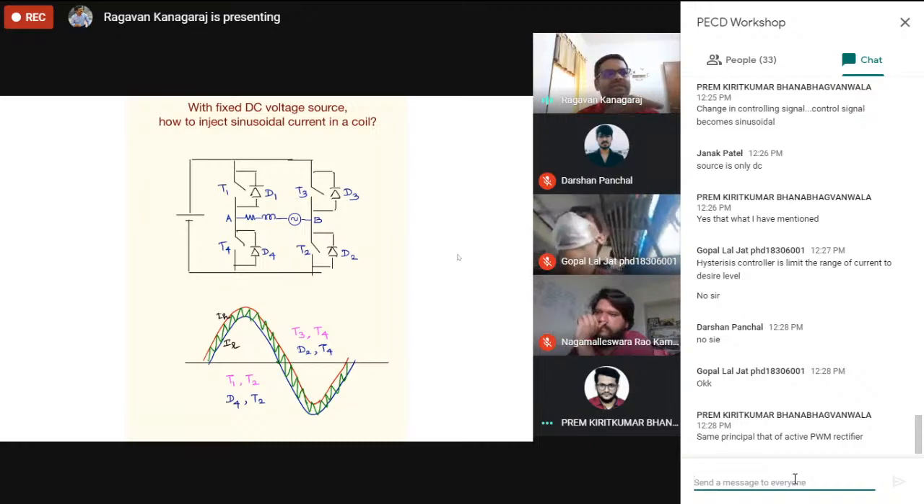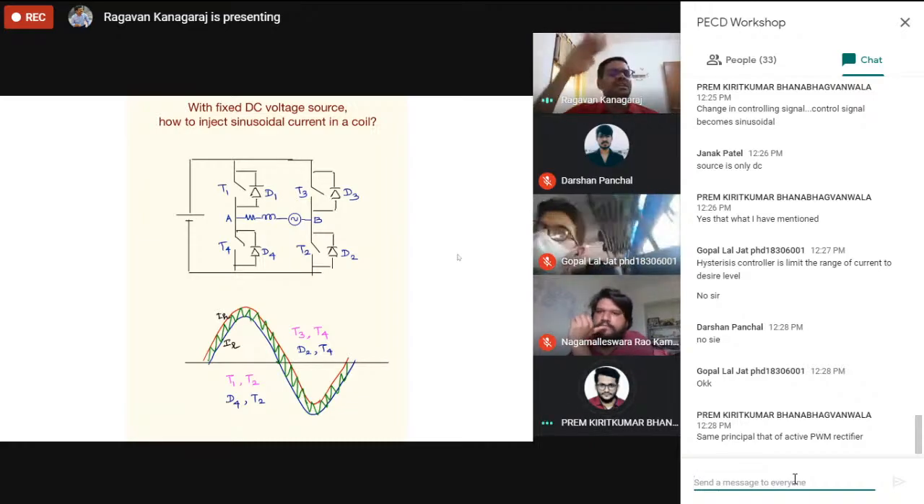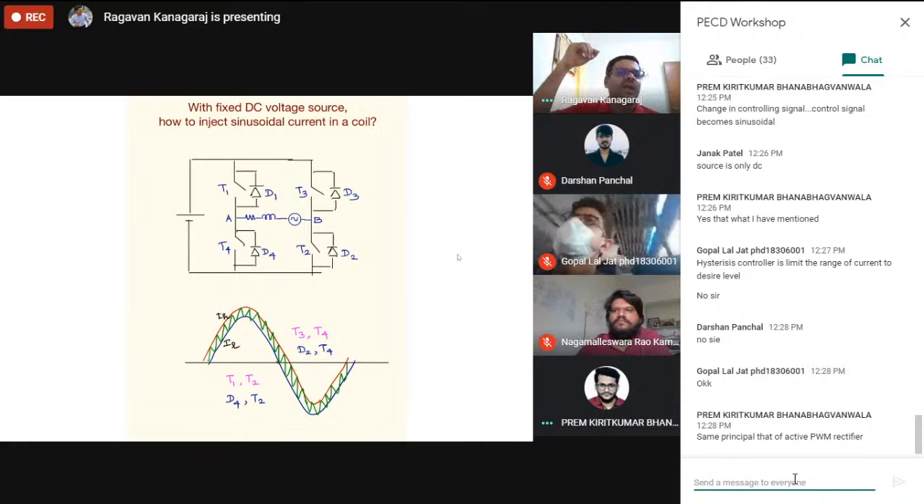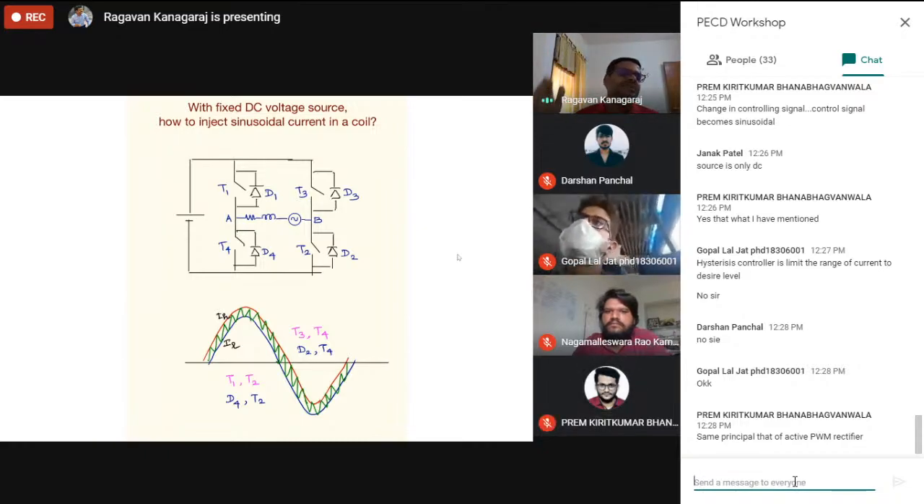in the previous case, I will keep the reference current constant. Whereas in this case, once the current is varying around 2 ampere, now I will make it 4 ampere. Once the current is varying around 4 ampere, then I will make it 6 ampere. Once it is varying around 6 ampere, then I will make it 8 ampere. Then once again, I will reduce the reference to 6 ampere, then 4 ampere, 2 ampere. So I will keep changing the reference with time. That is what I was expecting.